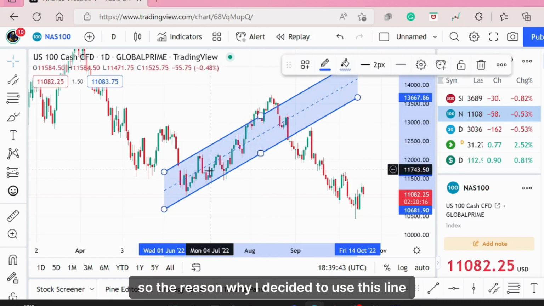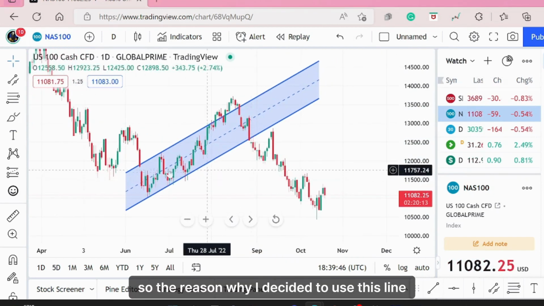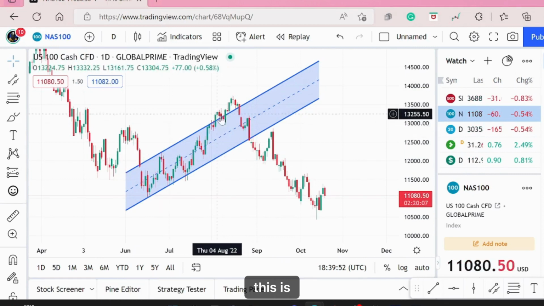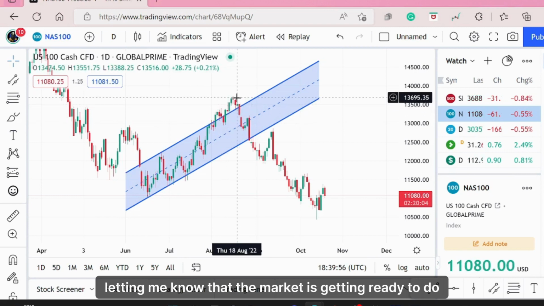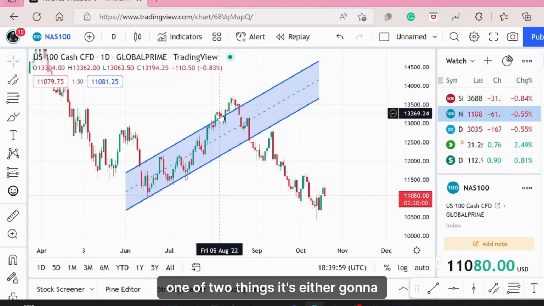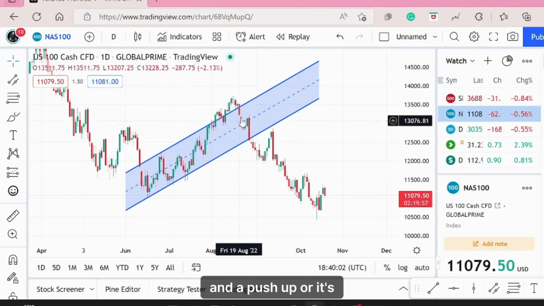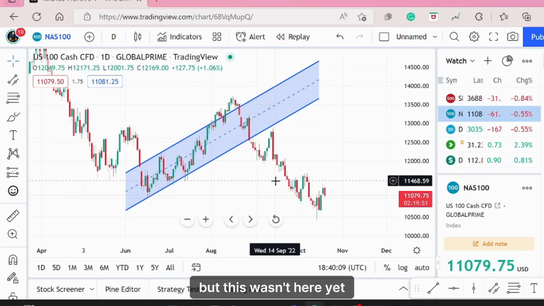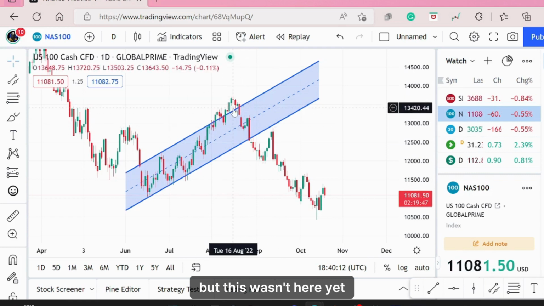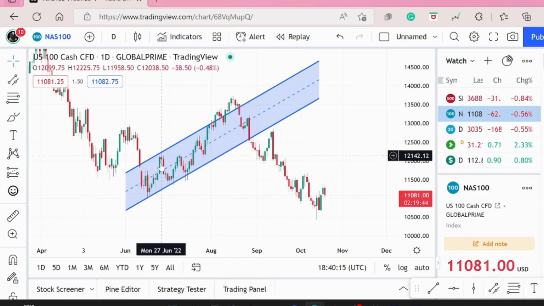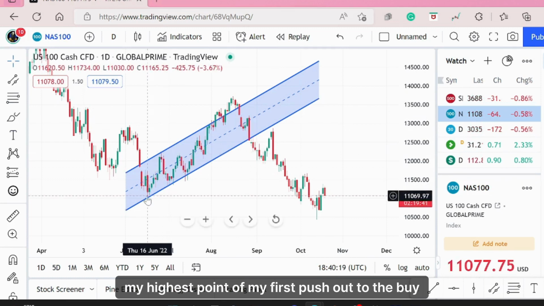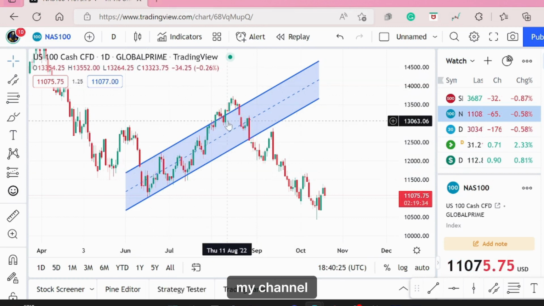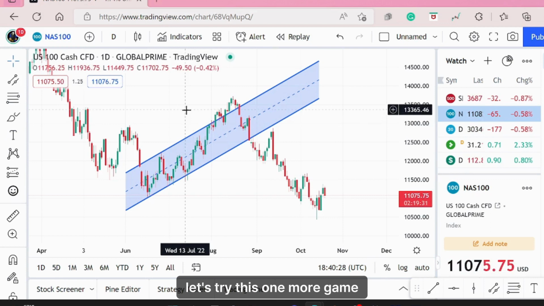So the reason why I decided to use this line instead of this one is because this is letting me know that the market is getting ready to do one of two things. It's either going to make a breakout and a push up, or it's going to show me that the market is getting weak and pushing down. But this wasn't here yet. My highest point of my first push out to the buy would be where I would line my parallel, my channel. So very simple.